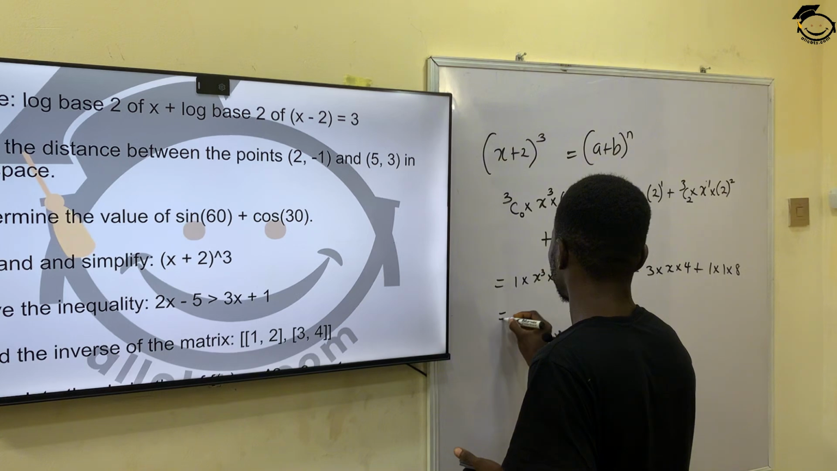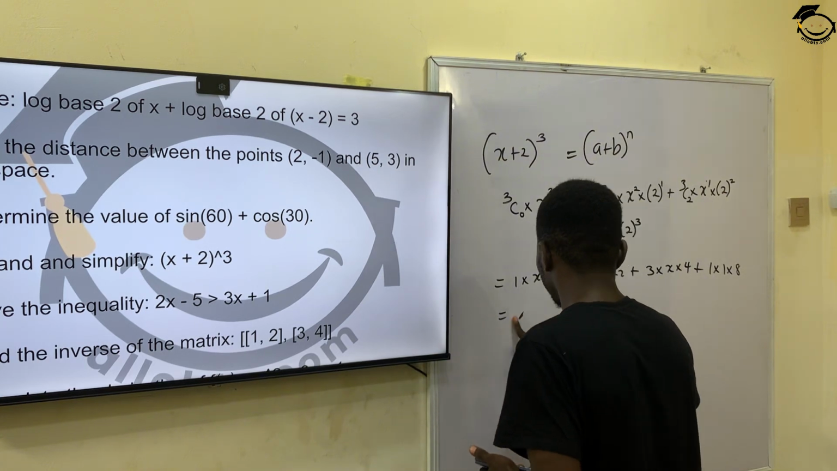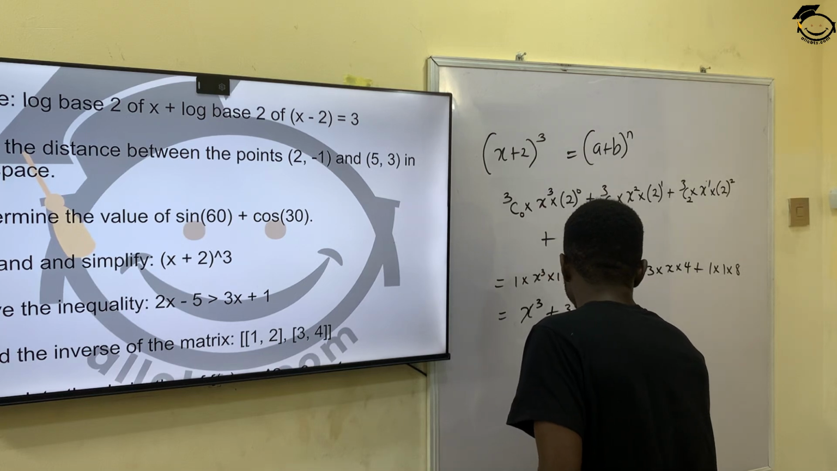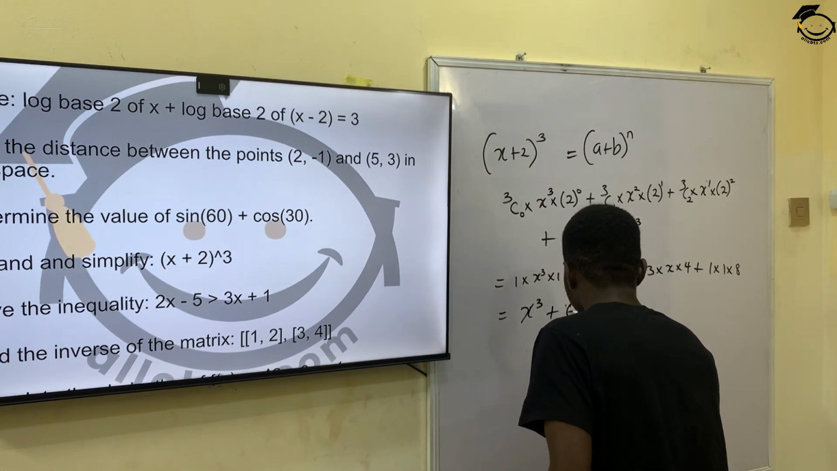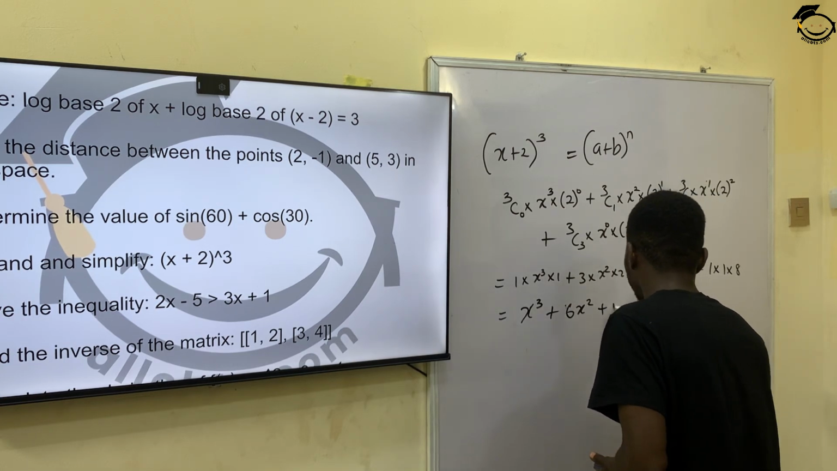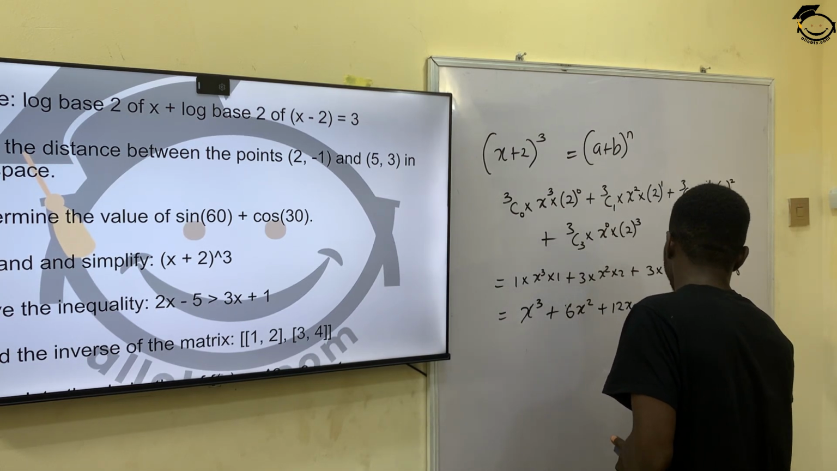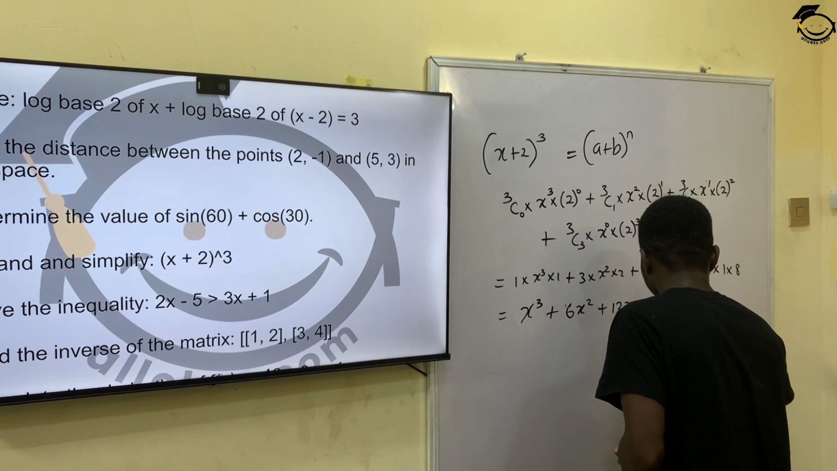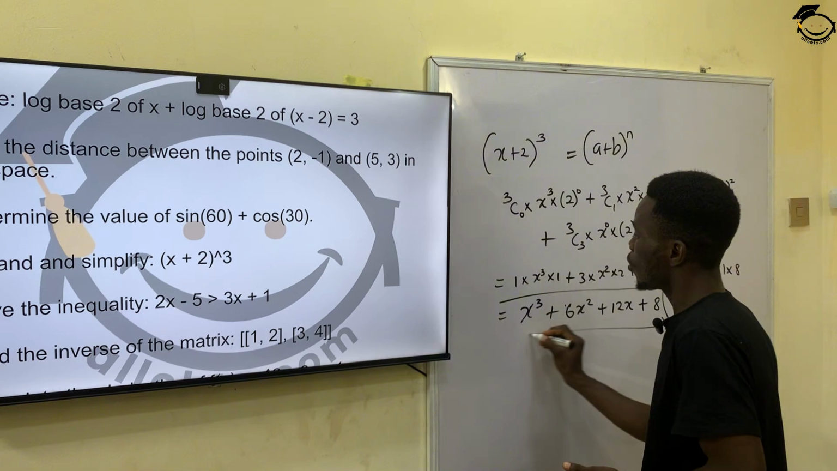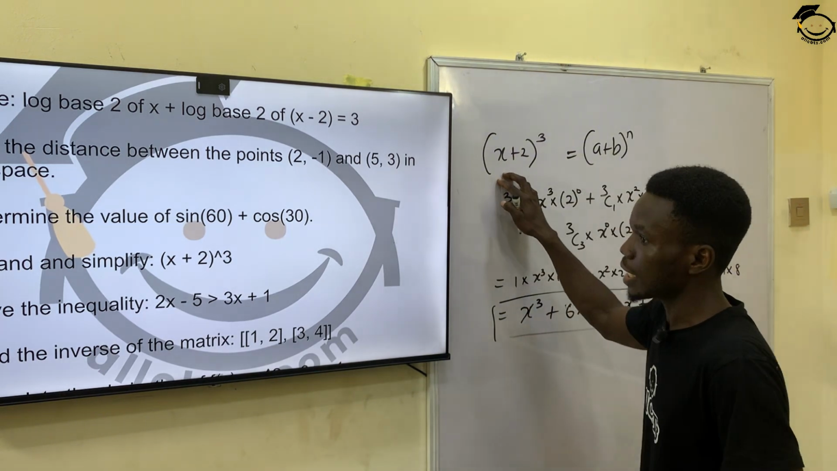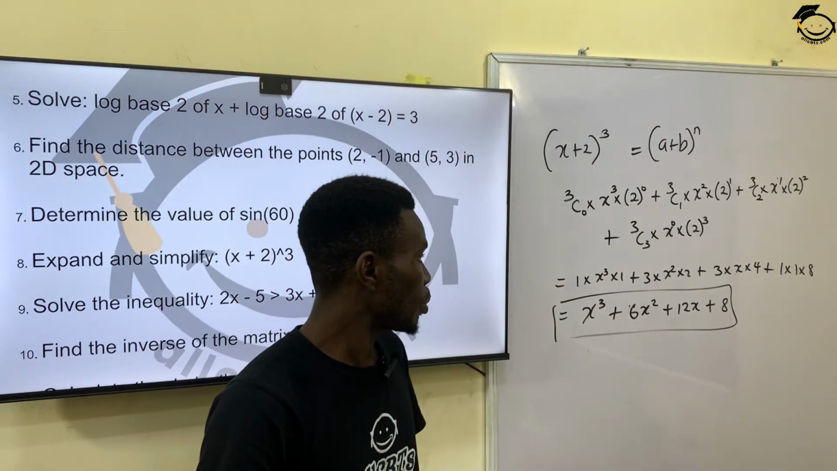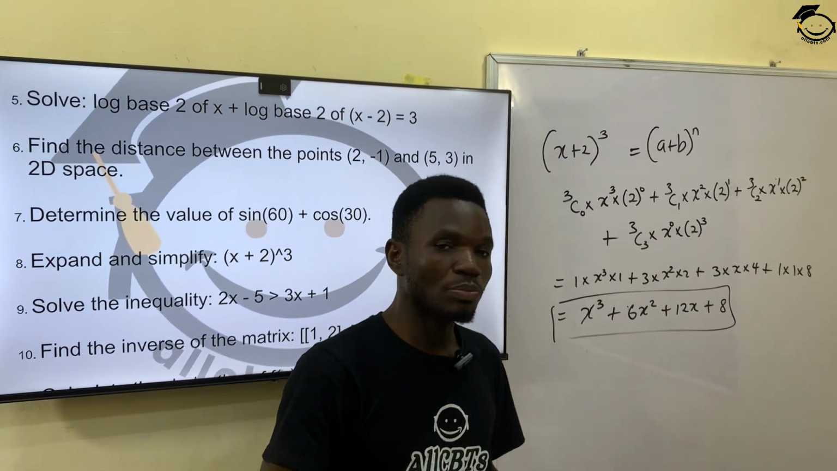So that will give me x cubed. So I'll have x cubed plus 6x squared plus 12x plus 8 as my final answer. So when I expand this and I simplify it at the end of the day, what I'll be having is x cubed plus 6x squared plus 12x plus 8.